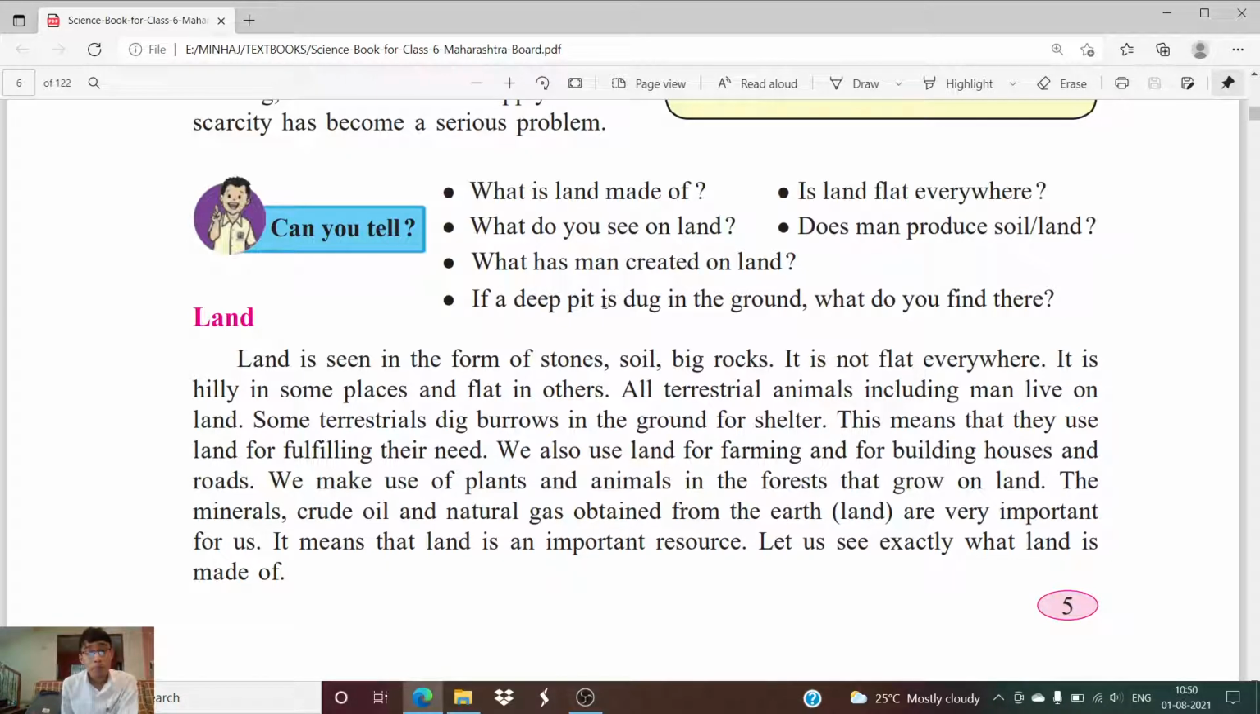Now if a deep pit is dug in the ground, what do you find there? If we dig a hole in the ground to a greater depth, we may find some water. We may find groundwater, minerals, metals, metallic ores. सो अगर हम लोगों ने गड्ढा किया है बहुत बड़ा जमीन के अंदर, तो हमें क्या क्या मिल सकता है? हमें मिनरल्स मिल सकते हैं, फ्यूल मिल सकता है, हमें ग्राउंड वाटर मिलता है.